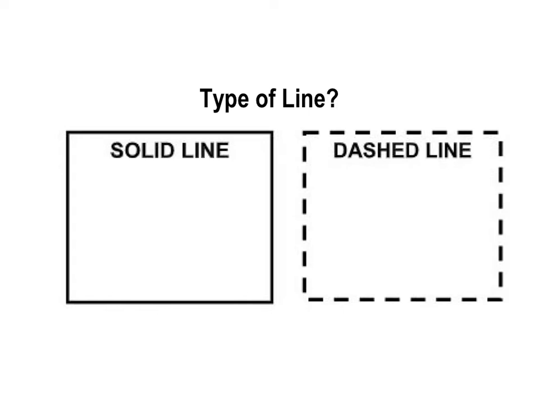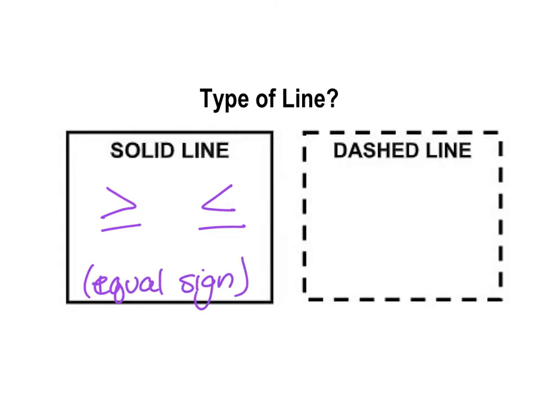Okay, so as I said at the very beginning, we have different types of inequality symbols. So a solid line means we're going to be using the symbols, I know it looks kind of like cat eyes or something, but we're going to be using the symbols that have the equal sign. Those are going to be the ones that give you the solid because those lines are included in our solutions. While the dashed line is going to be just greater than or less than. So this will have no equal sign.